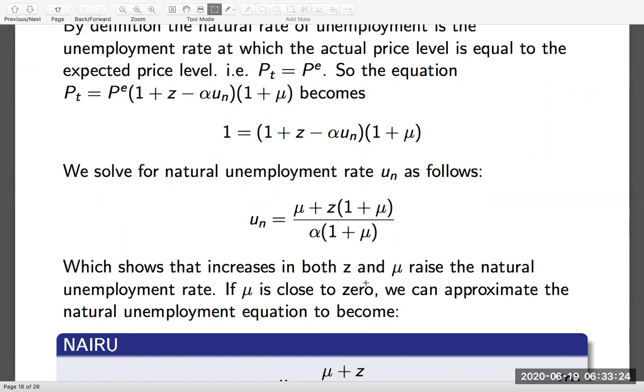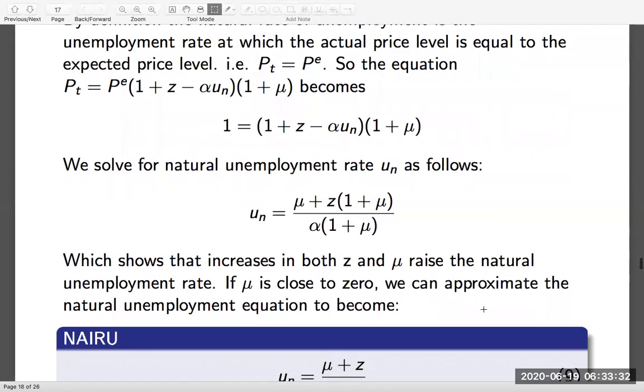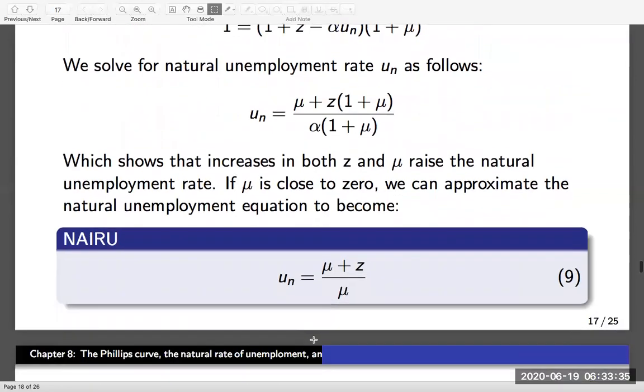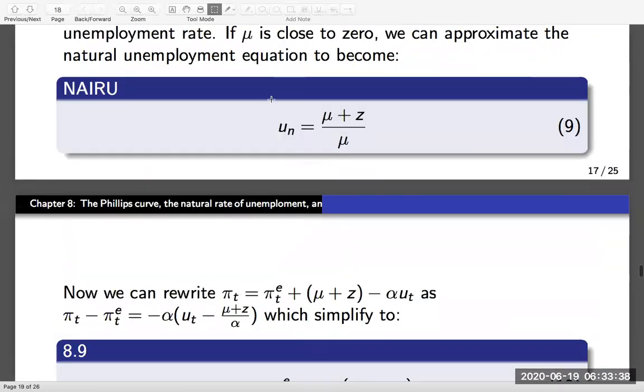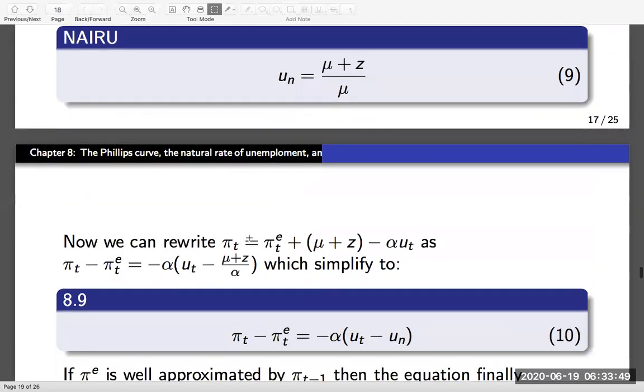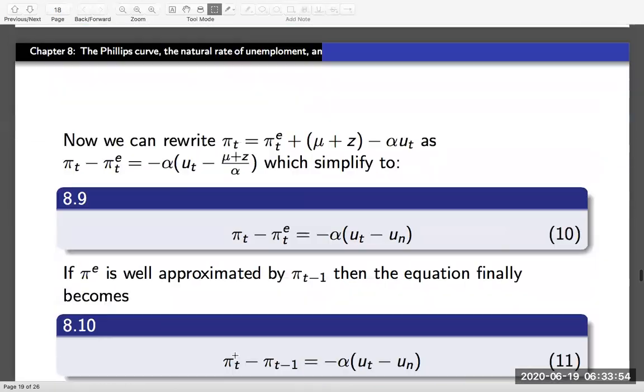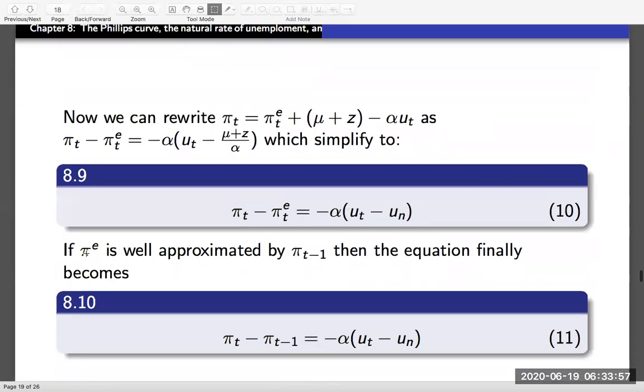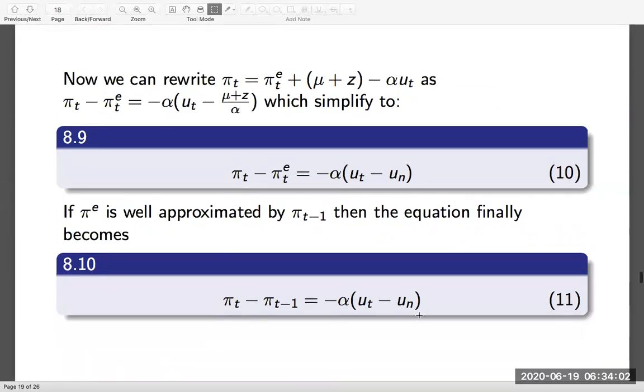Remember, those are the factors which affect your natural rate of unemployment. If your markup is close to zero, i.e. firms are behaving like perfect competition, we can approximate the natural rate of unemployment to be this, which is the non-accelerating inflation rate of unemployment. So NAIRU is nothing else but the non-accelerating inflation rate of unemployment. Now we can rewrite our equation again to get this form, which you already know. If this is well approximated, then the equation finally becomes that.